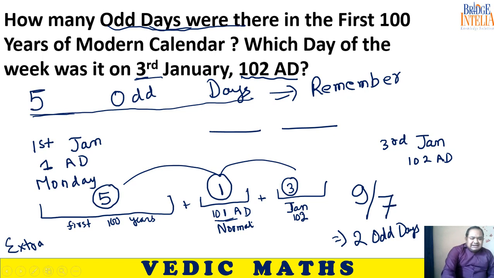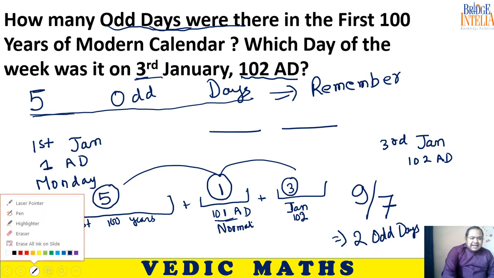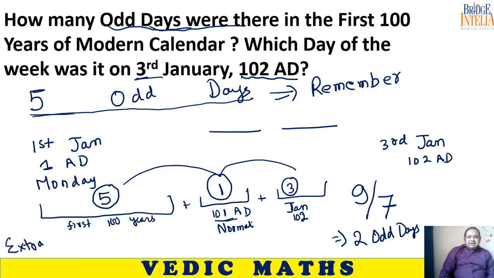Our modern calendar began on a Monday, and the answer is 2 odd days. So the first day is Monday, the second day is Tuesday. So the answer is Tuesday. 3rd January 102 AD definitely was a Tuesday.